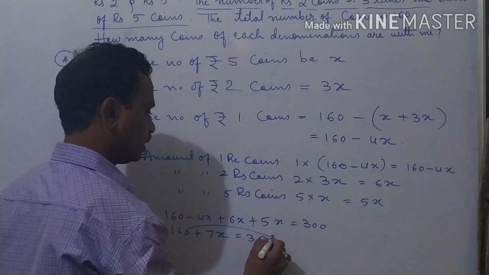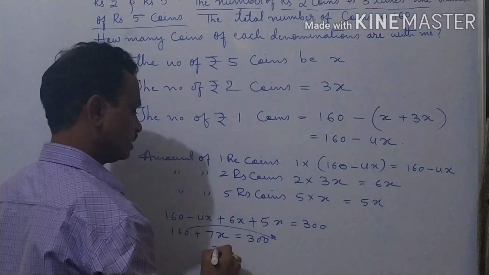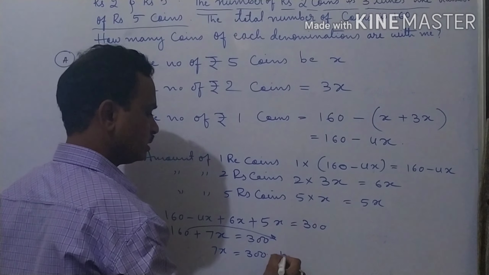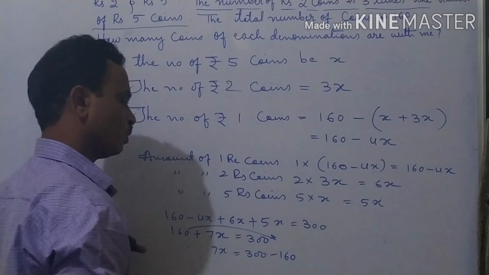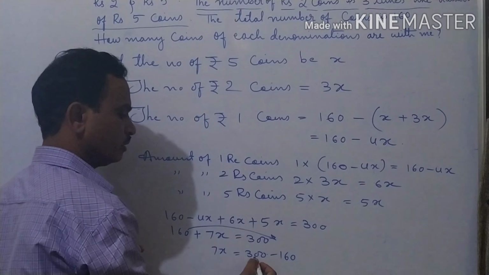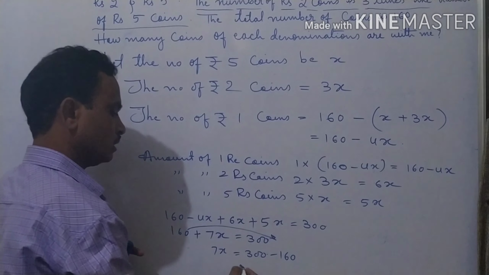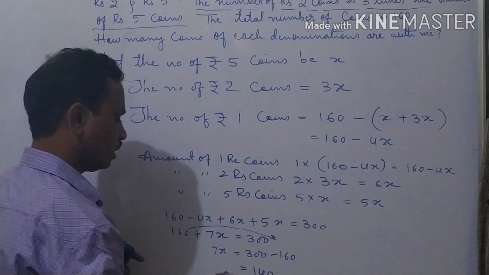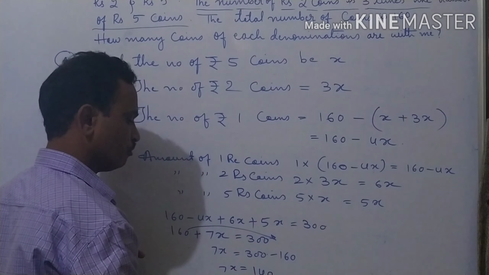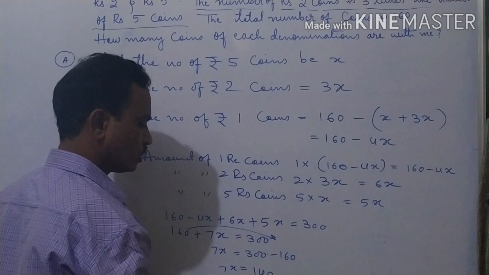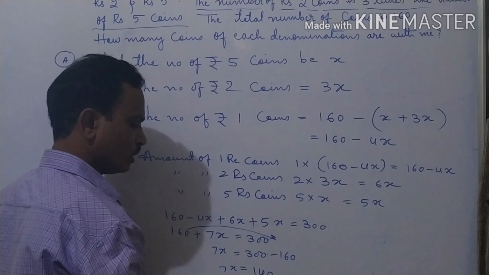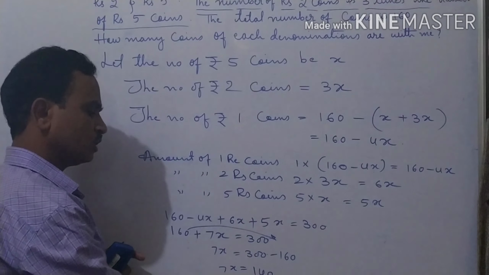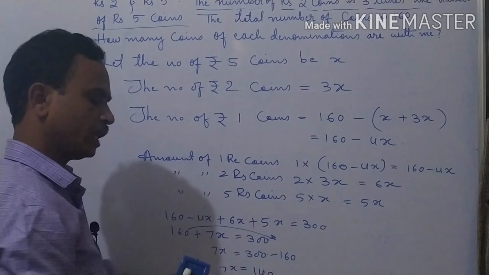So 160 we should take to the RHS. 7x is equal to 300 minus 160. Subtracting 300 minus 160, this is equal to 140. Now 7x is equal to 140, so x is equal to 140 divided by 7. 7 twos are 14, so x is equal to 20.